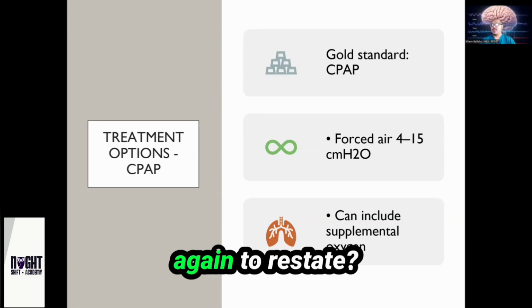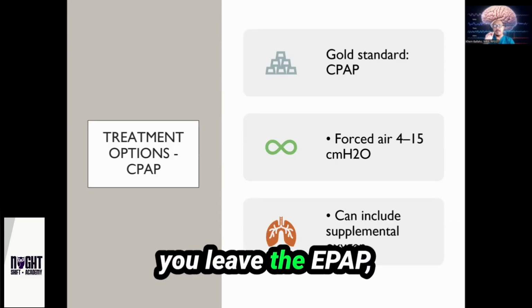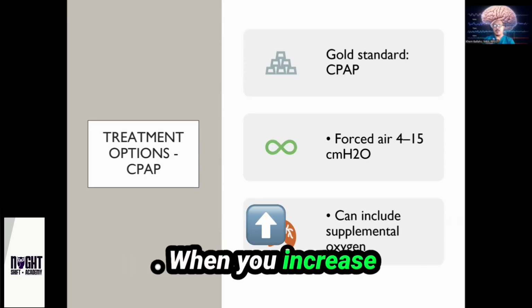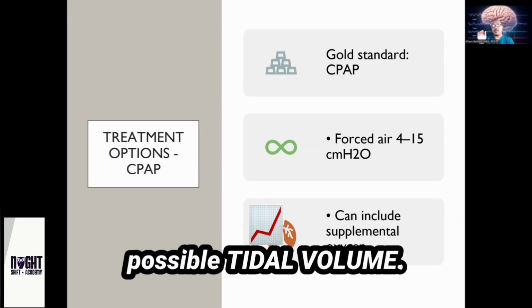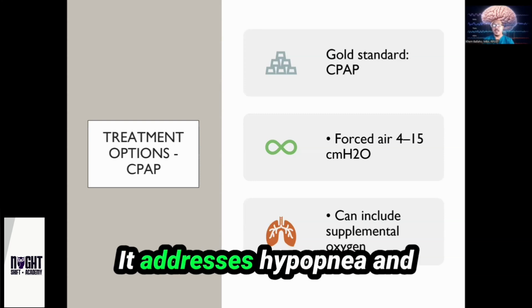So is that clear? Again, to restate, when you increase only the IPAP and leave the EPAP, you're increasing the pressure support. When you increase pressure support, you're increasing the possible tidal volume. When you increase tidal volume, it addresses hypopneas and desaturations as well as snoring.